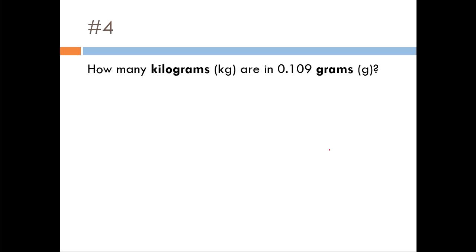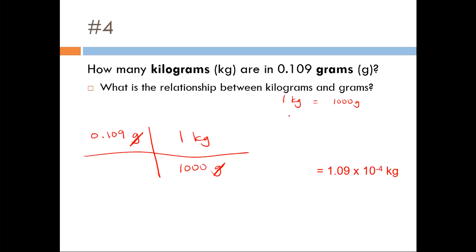Go ahead and try the next one on your own. Go ahead and play the video when you're ready. And this is what your setup should look like, and you should get an answer of 1.09 times 10 to the negative 4 kilograms.